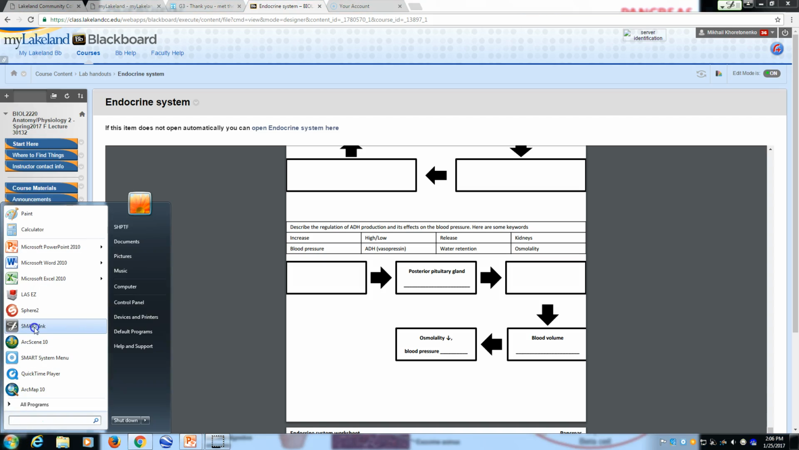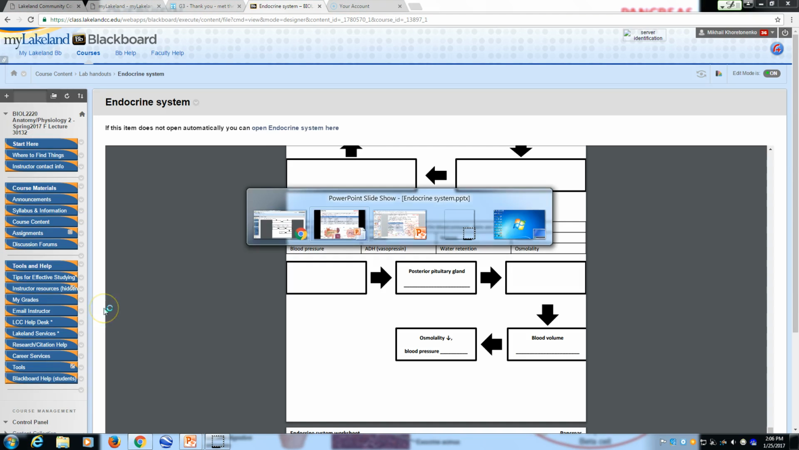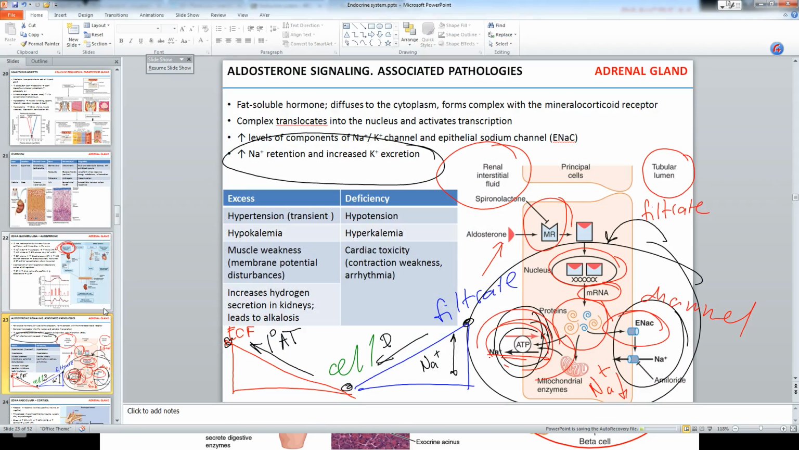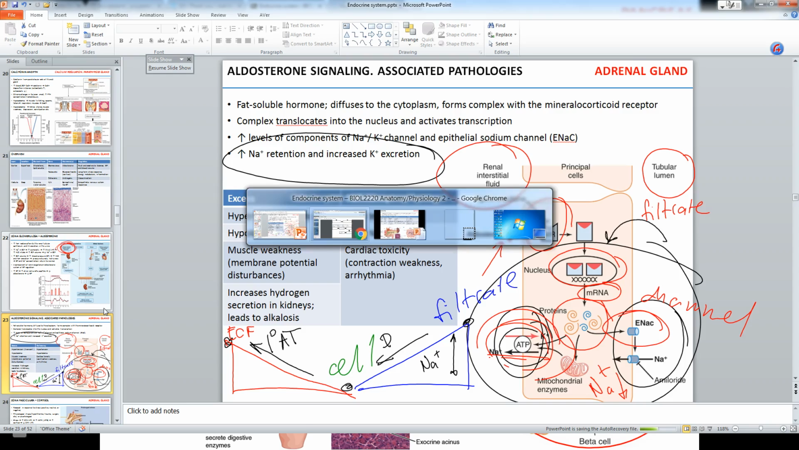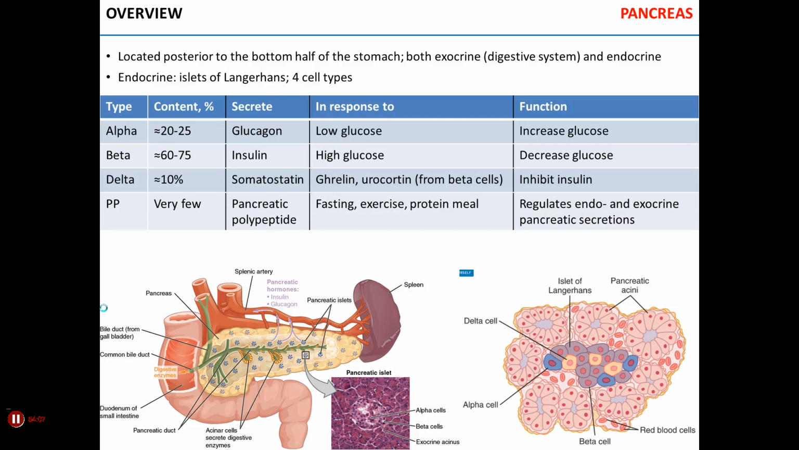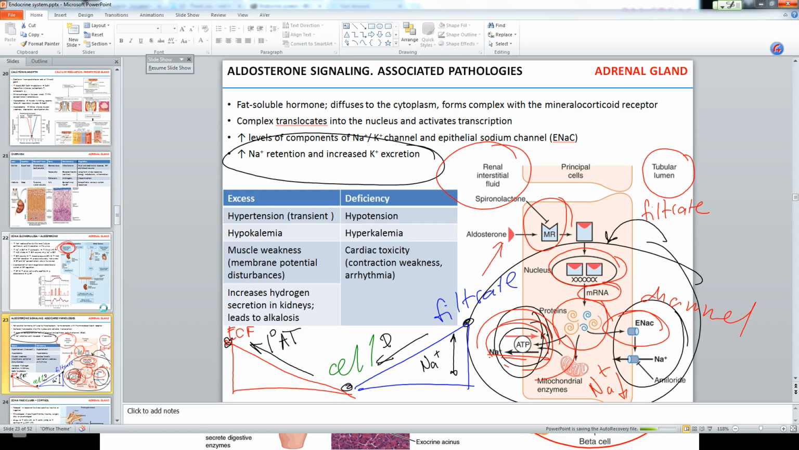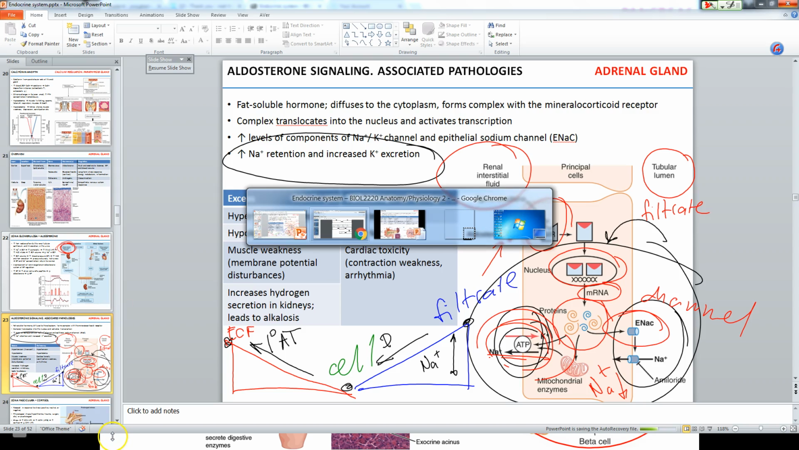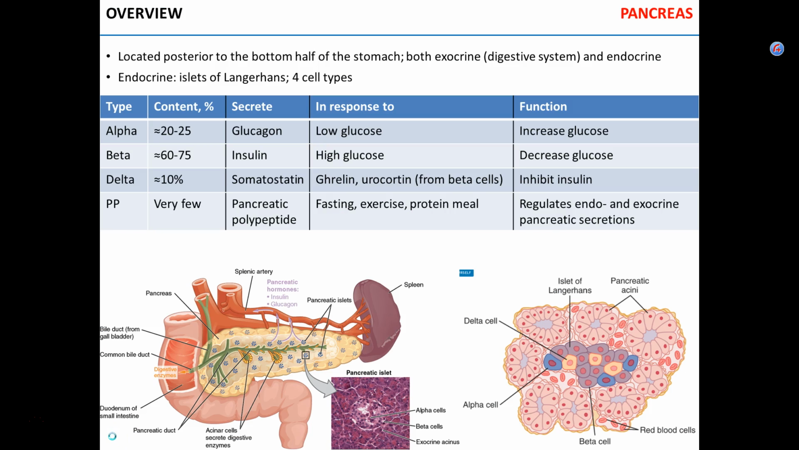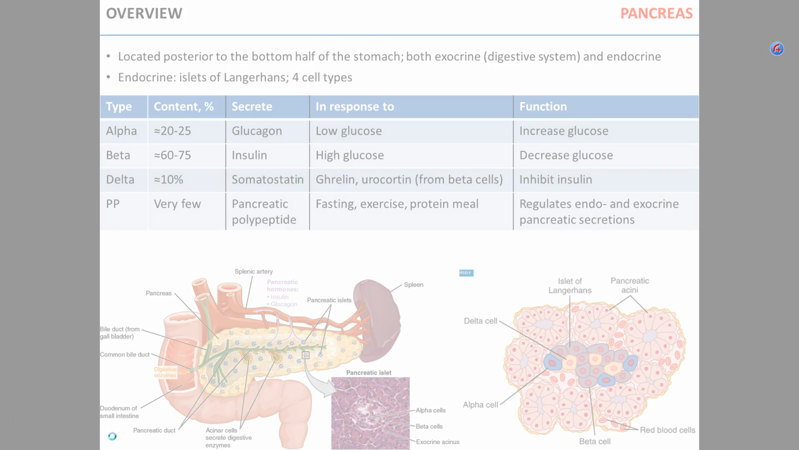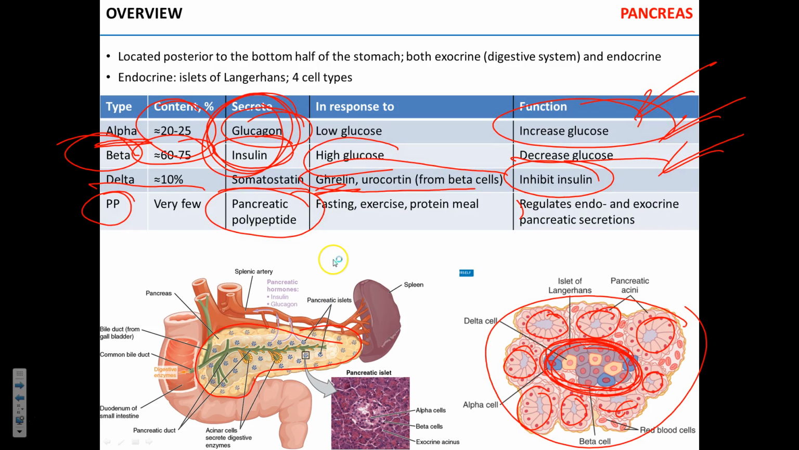We'll try to get this program up and running. In the meantime, we're going to continue talking about them. Okay. So any questions on those hormones? Oh, for God's sakes. There we go. Okay, good enough. Any questions?